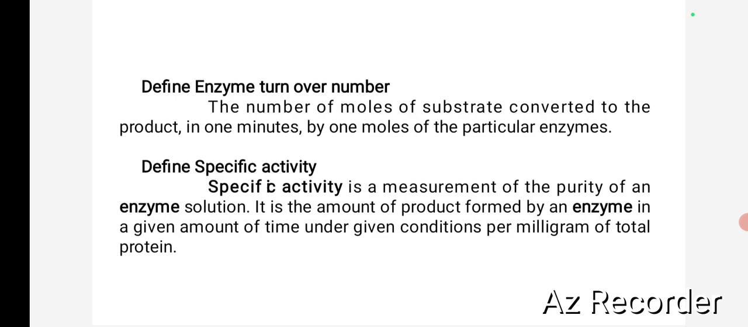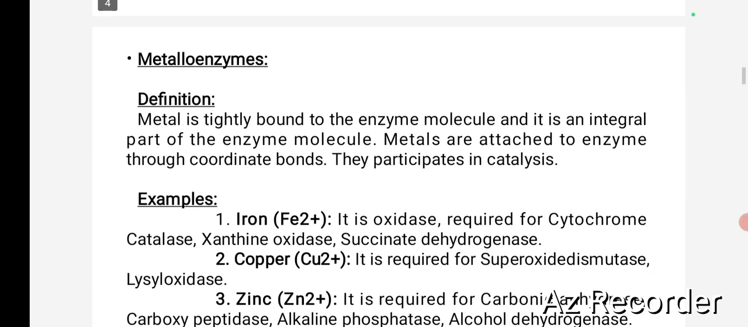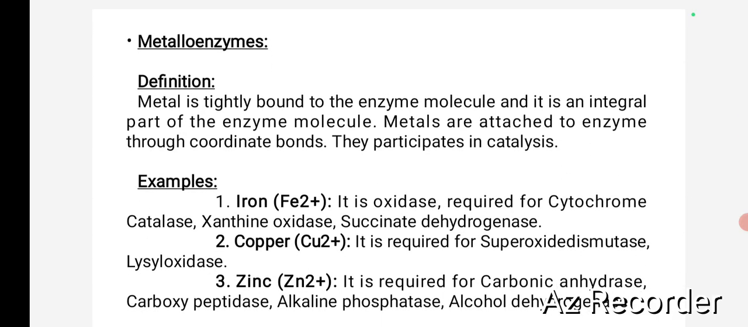The fourth enzyme unit is specific activity. Specific activity is a measurement of the purity of enzyme in solution. It is the amount of product formed by an enzyme in a given amount of time under given conditions per milligram of total protein. Next one is metalloenzymes.